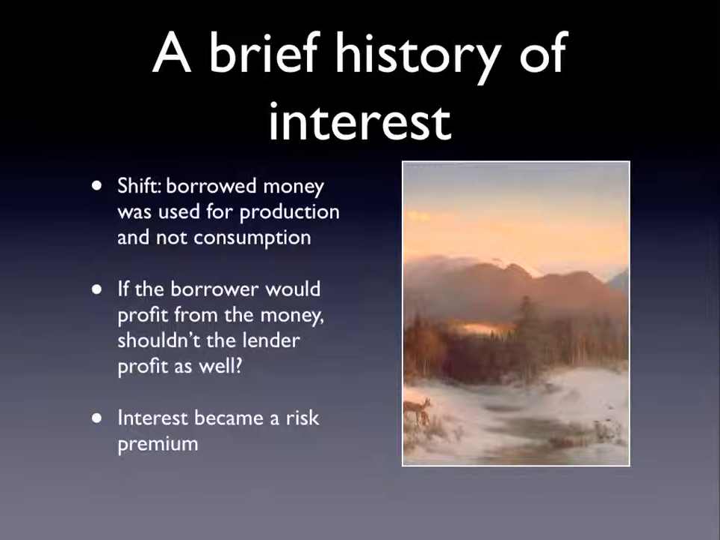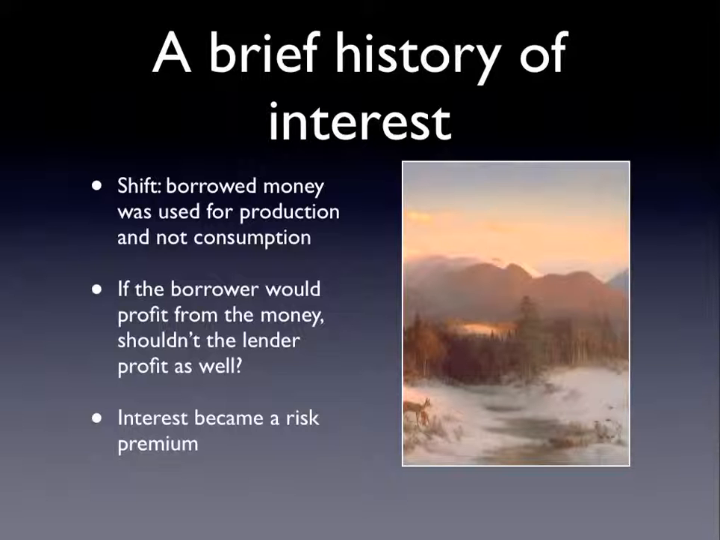The shift that allowed people to get their heads around this was that in those times, money was being borrowed for use in production as well as consumption. Now, early loans were often for consumption purposes. You had a bad harvest, and therefore you borrowed some grain from someone else to plant your field and to feed your family. However, during the Renaissance, people were borrowing in order to make investments and to fund business propositions. So if the borrower would profit from the use of the money, why shouldn't the lender profit as well?